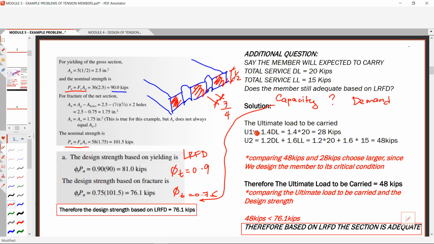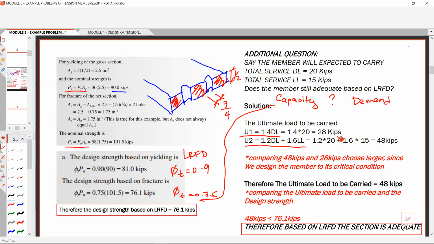Based on U1, that is 1.4 dead load. This is the default load combination based on NSCP or the AISC. So U1, that is 1.4 dead load, that is 1.4 times 20, that is 28 kips. And U2, that is 1.2 dead load plus 1.6 live load, that is 1.2 times 20 plus 1.6 times 15, that is 48 kips.